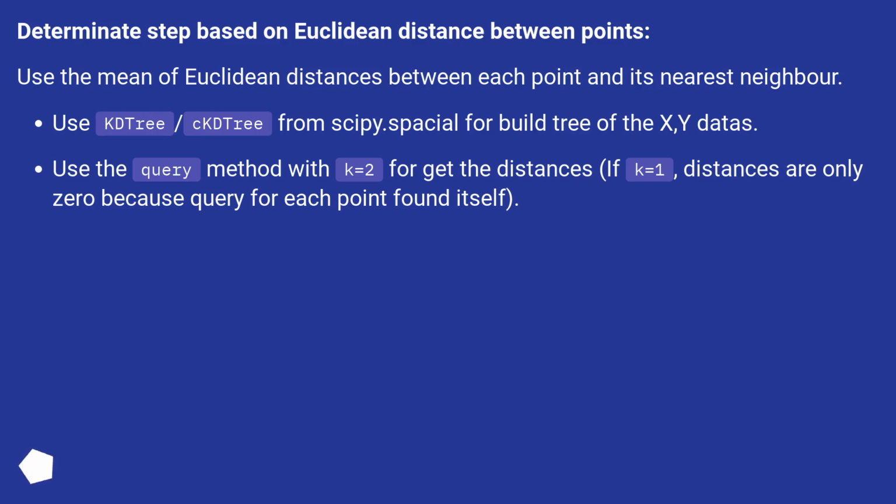Determine the step based on Euclidean distance between points. Use the mean of Euclidean distances between each point and its nearest neighbor. Use cKDTree from scipy.spatial to build a tree of the x, y data. Use the query method with k equals 2 to get the distances. If k equals 1, distances are only 0 because the query for each point finds itself.